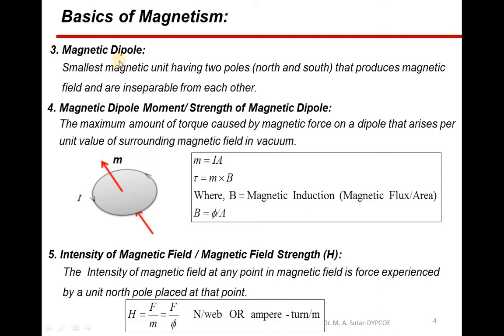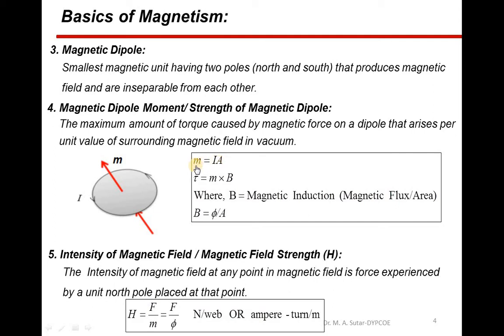The next term is magnetic dipole. As we have already discussed, there are two inseparable poles in the magnet, known as a magnetic dipole. What about the magnetic dipole moment? Because of this dipole, there will be a force, and that can be expressed in terms of the dipole moment, also known as the strength of the magnetic dipole. Here we consider a coil of area A, and a current I flowing through it. The pole strength, or magnetic moment, produced here is M, equal to current I into A.